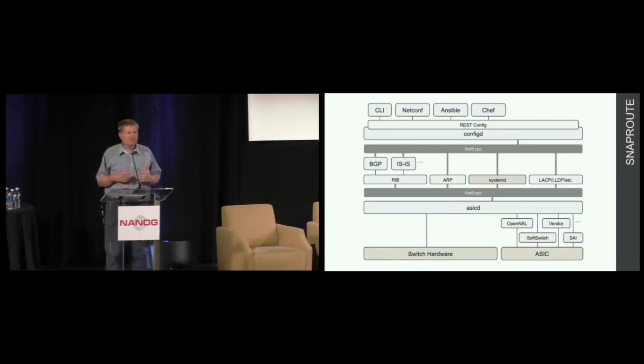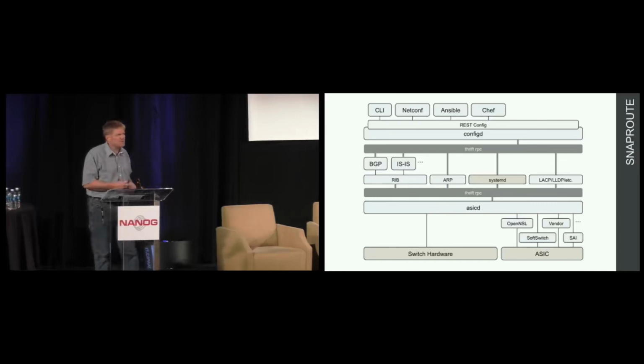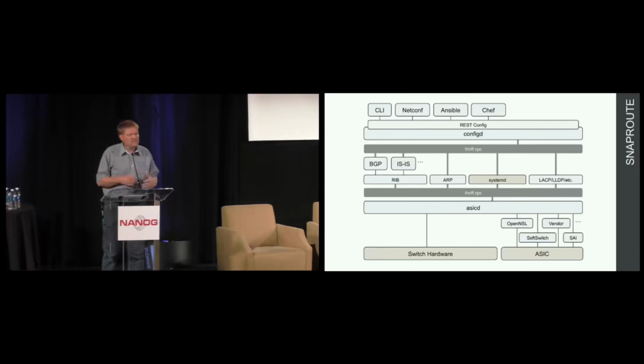They are focused more on having a single database through which you can get to everything. And they're using Thrift RPC as their primary connection point to get between things. So they actually have a REST API or a REST config module that talks to CLI, NETCONF, Ansible, Chef, YANG, all these other things, and pushes it through a process called config-D. Config-D connects through Thrift RPC to talk to each of the protocols.